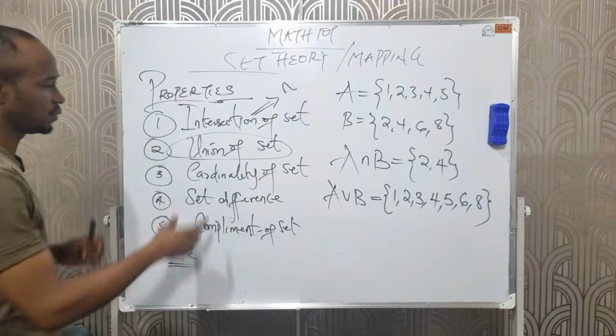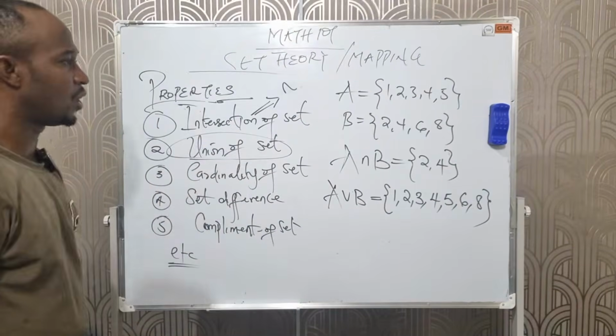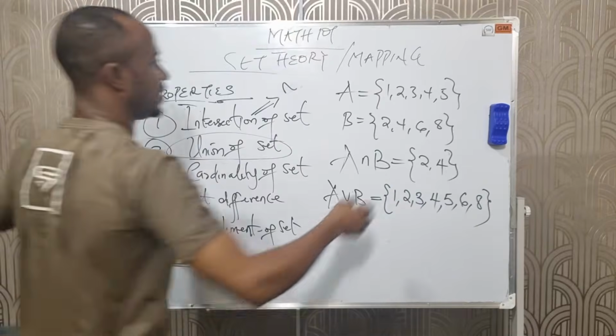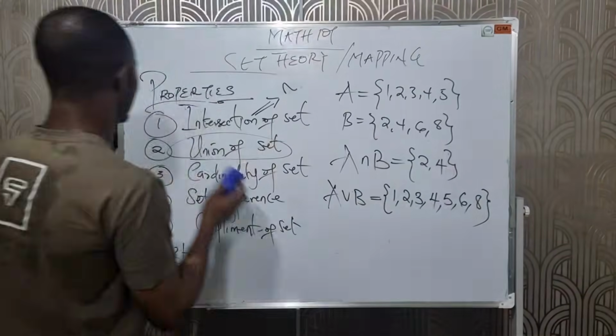The next one we have is the cardinality of a set. Now, I've already explained what is called the cardinality of a set.